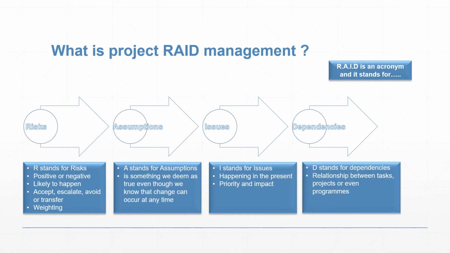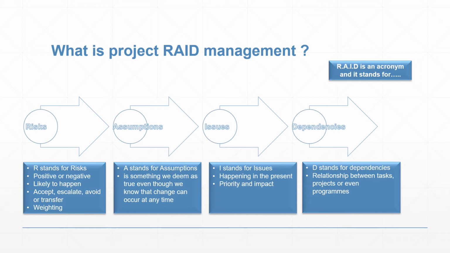Dependencies. So the D stands for dependencies, and dependencies, within a project management context, are the tasks that are connected with one another. So, for instance, in order for you to start a project, you are dependent on a project budget being available. You are dependent upon the right expertise being gathered.